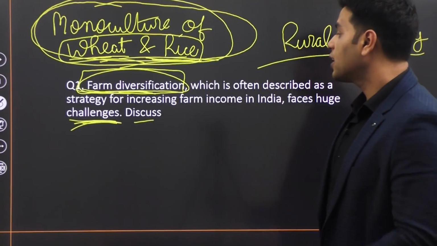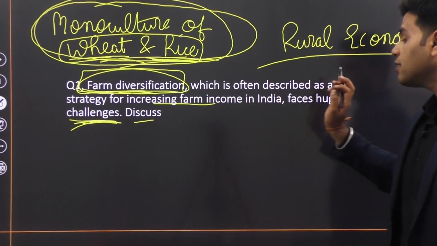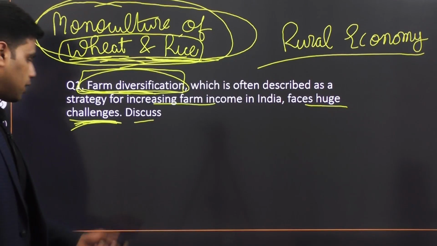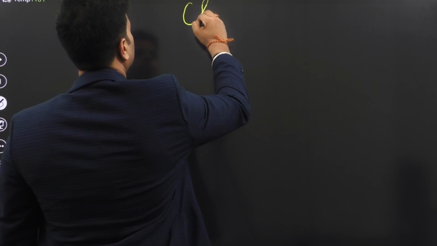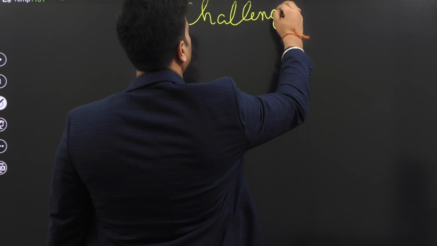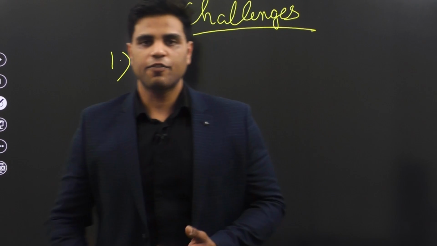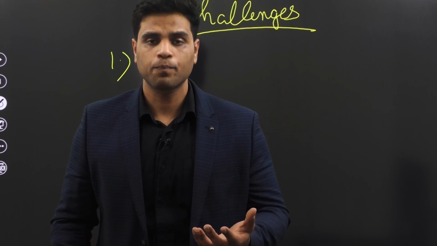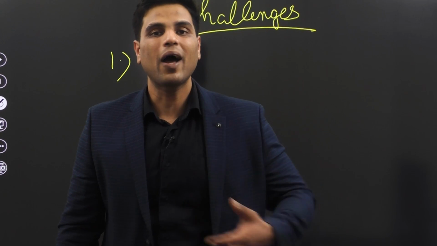All right. Now let's take a look at the second part of your question. Farm diversification, which is often described as a strategy for increasing farm income in India, faces huge challenges. Now let's come to the challenges part. So what are the challenges? Number one. If you're diversifying towards livestock rearing, you require fodder. And for growing fodder, you require water.